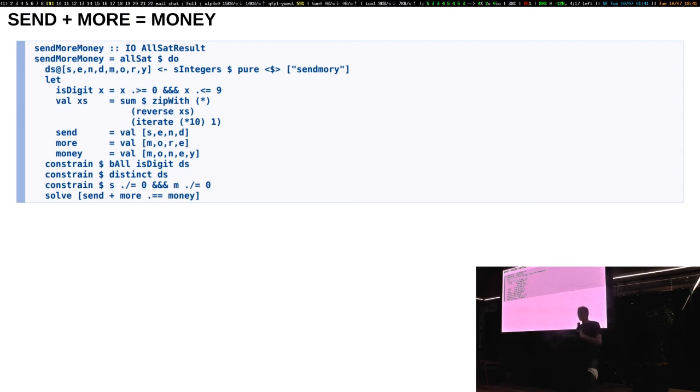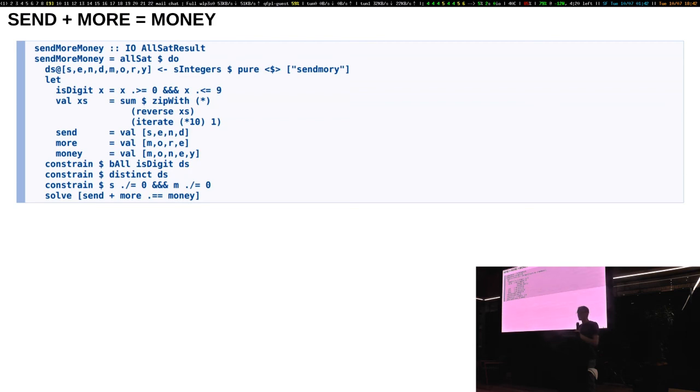How many people remember this one from middle school or whatever? If you haven't seen it, maybe it's a country thing. Anyway, the problem you get is SEND plus MORE equals MONEY, and each letter corresponds to a single digit, and each letter is a unique digit, and you have to figure out the correspondence between letters and digits that makes the addition sum true, or makes it a correct problem.